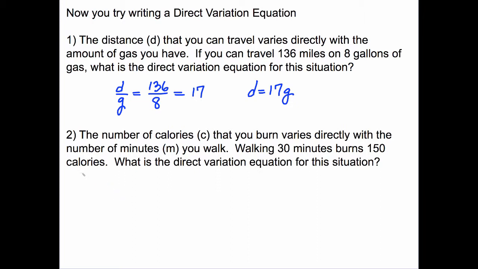The second problem, the number of calories varies directly with the number of minutes that you walk. So if we walked 30 minutes and burned 150 calories, that means we burned 5 calories per minute. So that's the constant of variation. And our direct variation equation would be C equals 5m.